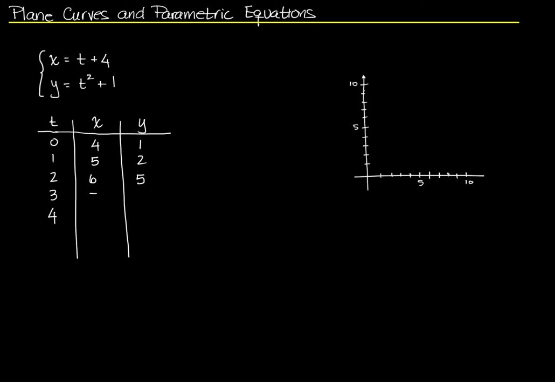Let's do at least one more. 3 plus 4 is 7. 3 squared plus 1 is 10. That may be enough, so let's just stop there for now. If we need another point or two, we can come back and get them.